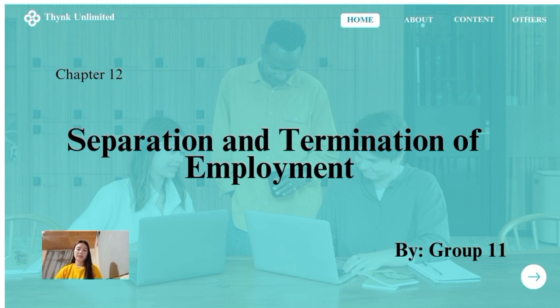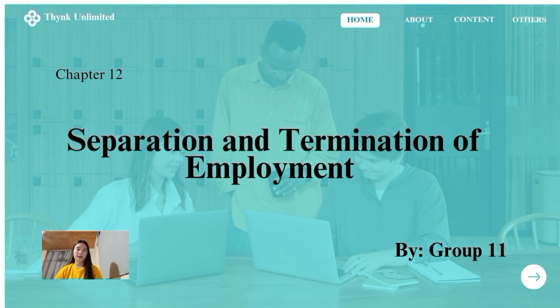And termination usually means that the employer decides to end the employee's job. This can happen for reasons such as poor performance, misconduct, or company downsizing. Termination can be either with cause, for a valid reason, or without cause, often due to business changes, not the employee's fault. In both cases, there are important processes to follow.